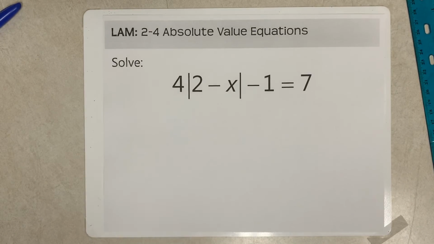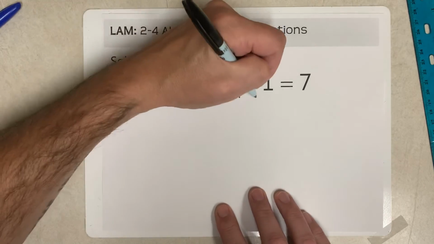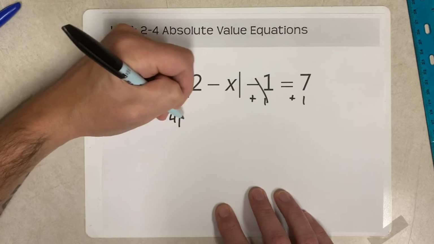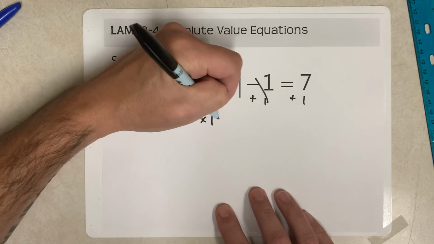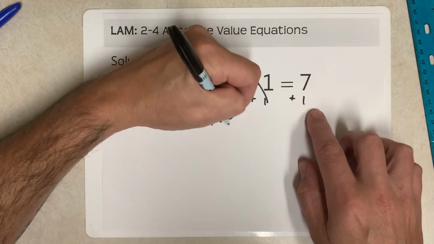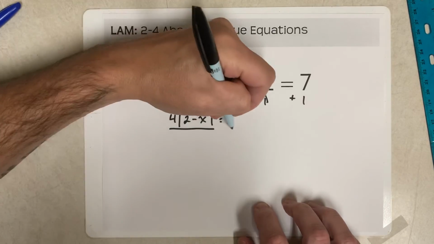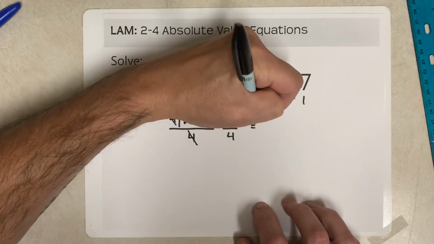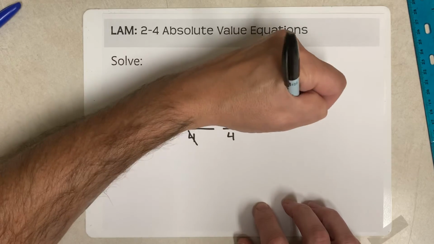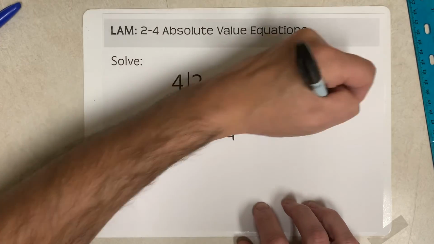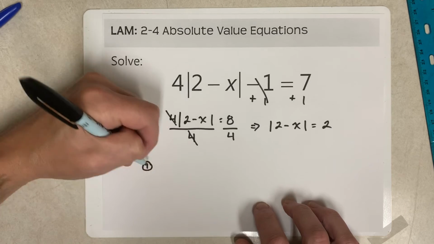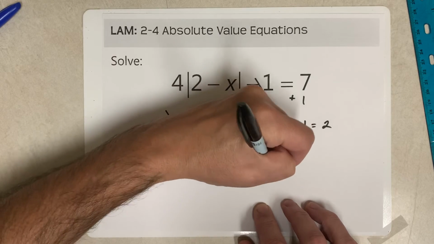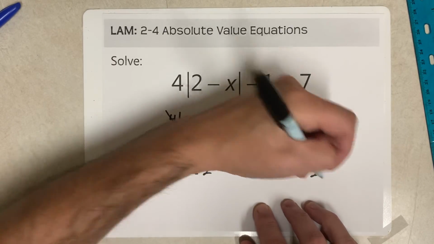All right, here we have one. We need to add 1 to both sides first. Cancel those. 4 times 2 minus x is equal to 7 plus 1 is 8. Now we're going to divide by 4. Cancel. And we have 2 minus x absolute value is equal to 2. Two solutions. 2 minus x is equal to 2. And 2 minus x equals negative 2.